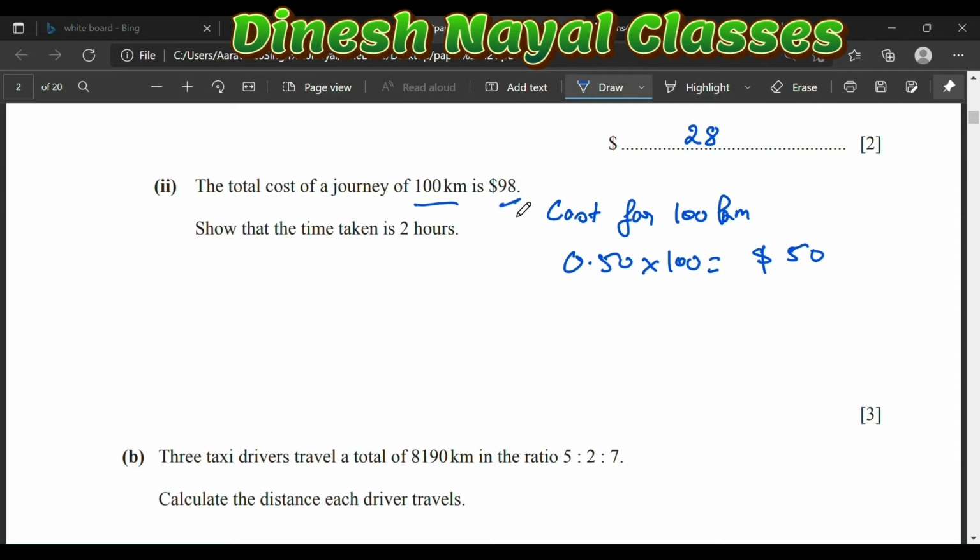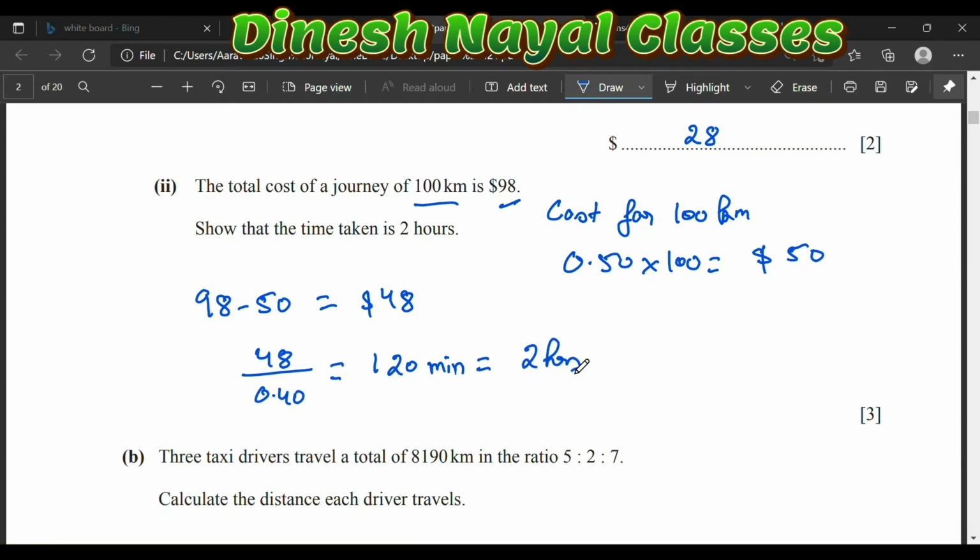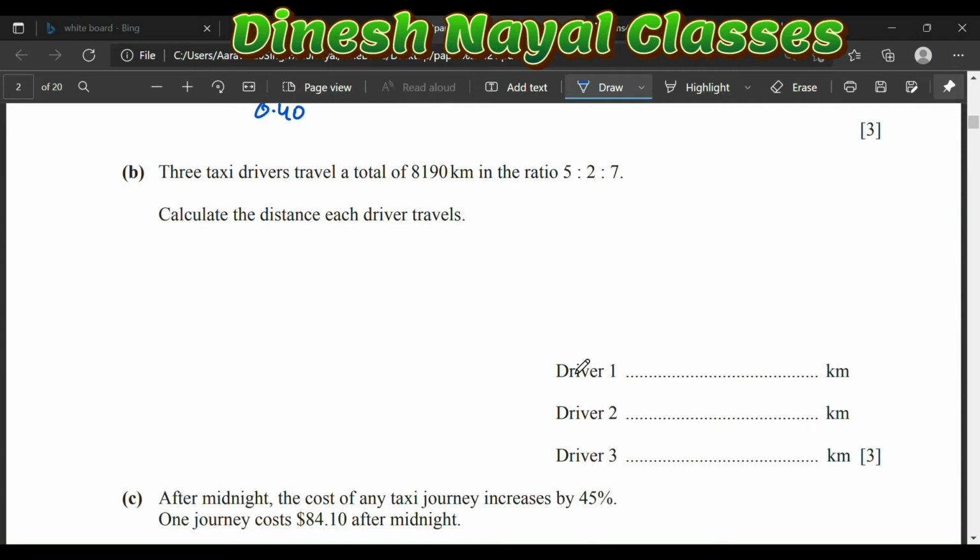So now the total cost was $98. Subtracting $50 from $98, that means $48. So $48 is the total money for the time duration. We know that it is 0.40 per minute, so 48 divided by 0.40 will give you 120 minutes. And 120 minutes equals 2 hours. Hence, we have shown that the time is 2 hours.